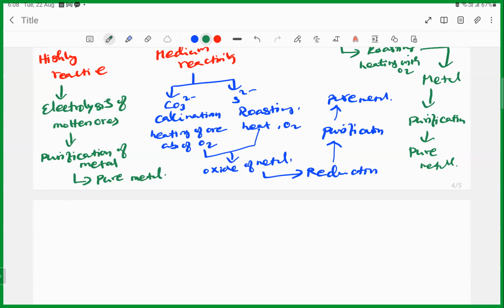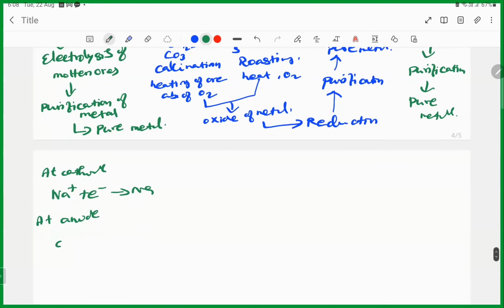So what they will do now: at the cathode, the sodium ion gains an electron and becomes sodium. At the anode, the chloride loses the electron and is converted into chlorine gas. So generally, reduction, oxidation.